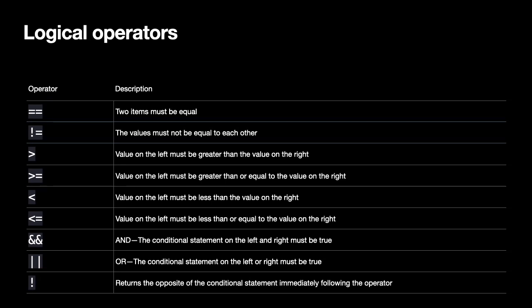And then we have the logical operators. These operate on two Boolean values. So if the value on the left is true and the value on the right is true, then the logical AND operator is true. Otherwise, it's false. And then we have the logical OR operator. If the value on the left is true, or if the value on the right is true, then the result is true.